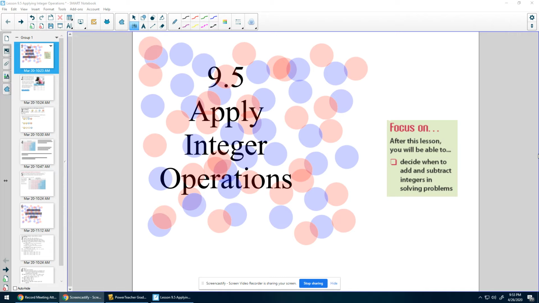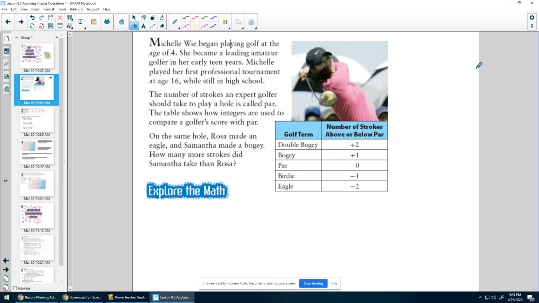Today we're going to start 9.5, apply integer operations. Our focus after this lesson, you will be able to decide when to add and subtract integers in solving problems. So we will get right into this. We have an example here.